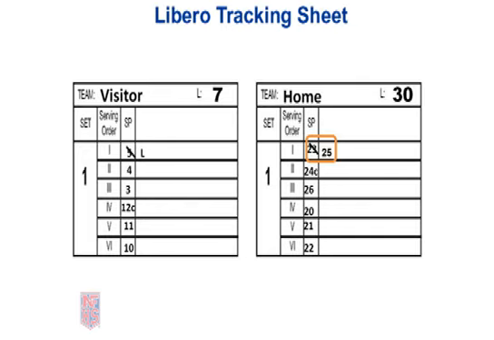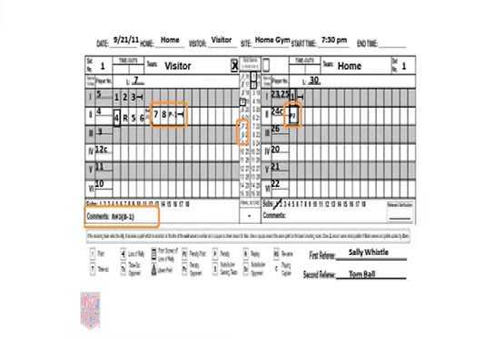On the libero tracking sheet, home 23 is slashed and 25 is written on the line next to the slash number. The tracker notes all substitutions on the libero tracking sheet. Visitor 4 serves points 7 and 8. 7 and 8 are written in the next 2 boxes and the numbers slashed in the running score column.